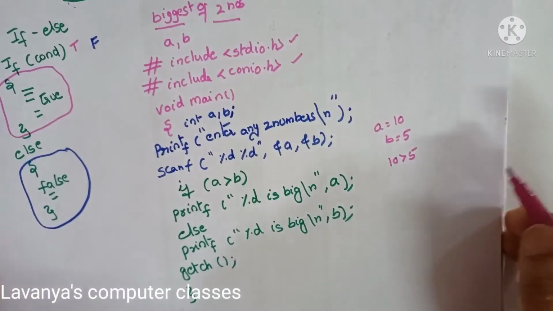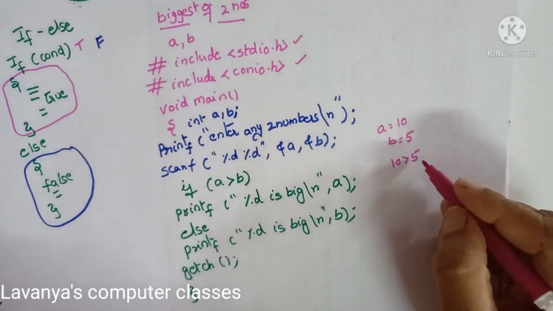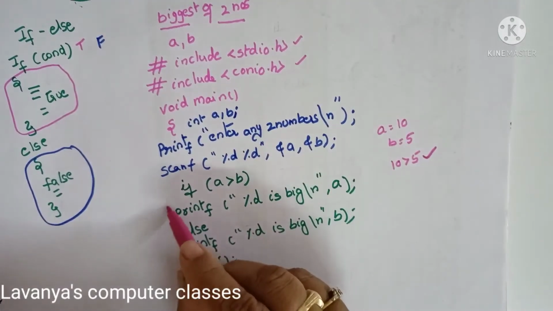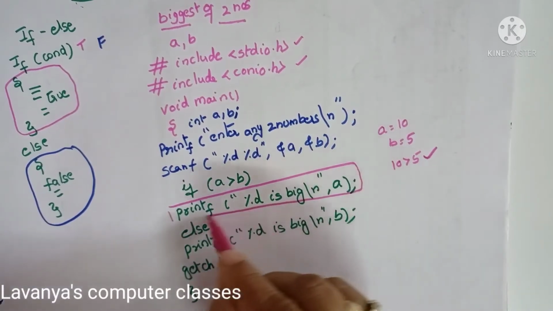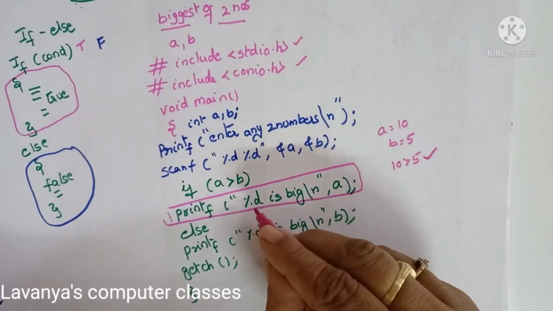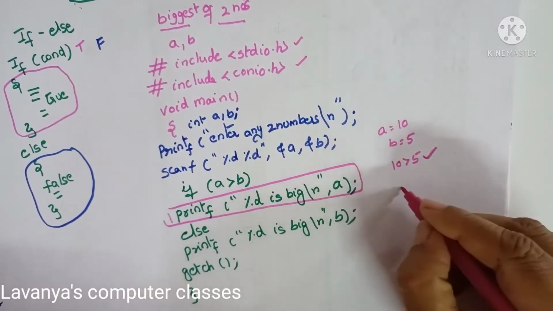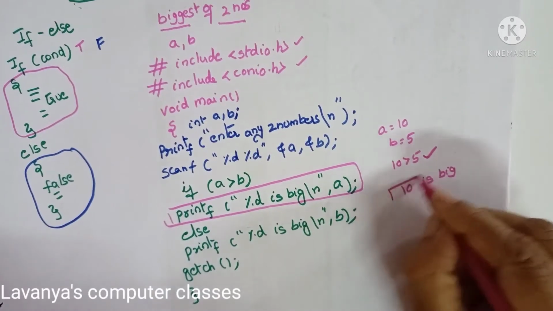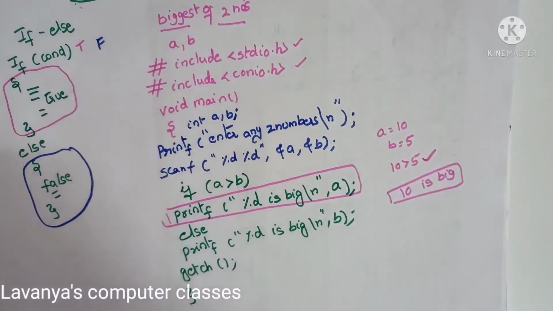Now check the condition. What is the condition? a greater than b. That means 10 greater than 5. The condition is true. If the condition is true, the statements before else are working. So what is the statement before the else? That is "%d is big", a. What is a? 10 is big. So that is the answer. 10 is big is printed on the screen.